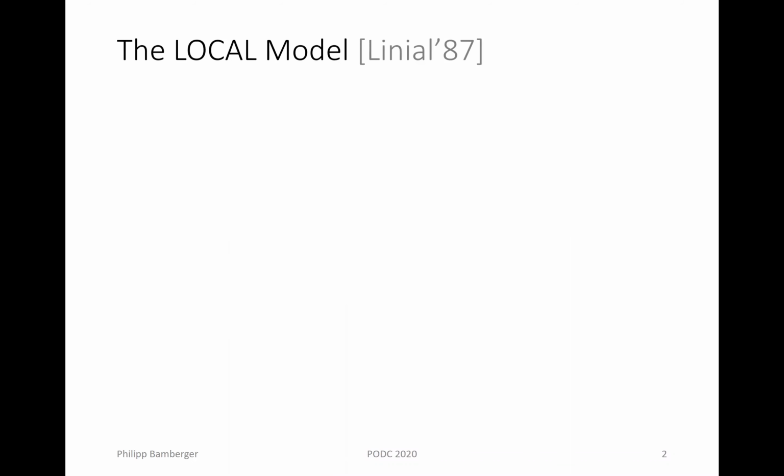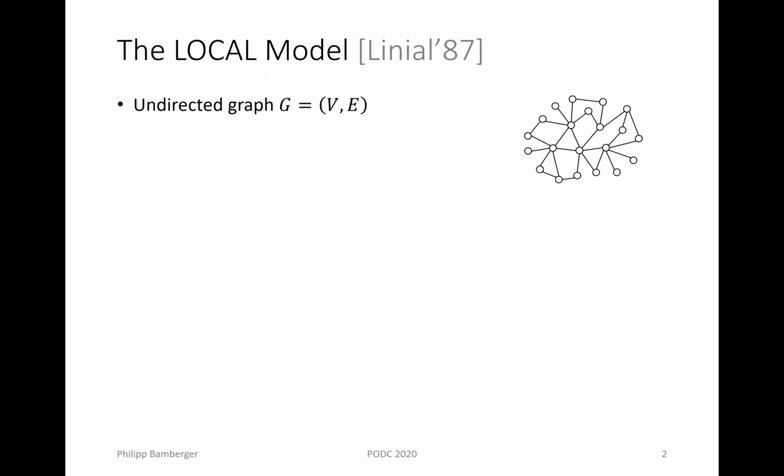I want to start by introducing the computational models that I will refer to in this talk. The first model is the LOCAL model. In this distributed message passing model, the communication network is abstracted by an undirected graph. The nodes of the graph represent processors, each having a unique identifier between 1 and n, and the edges represent bidirectional communication links.